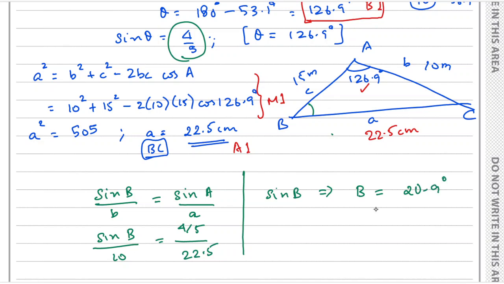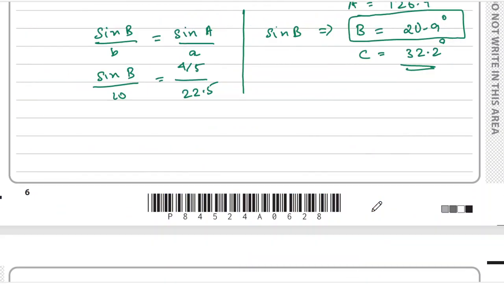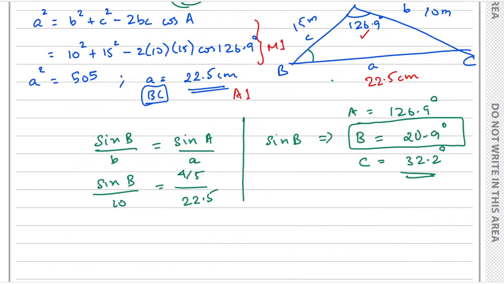Okay, so you have A is equal to 126.9, B is equal to 20.9, and C will be equal to, if you take the total angle as 180 degree, you'll be getting C is equal to 32.2. So this means that the value of B is the smallest angle, which is equal to 20.9. You have to write it to one decimal place. So 20.9 is the correct answer.